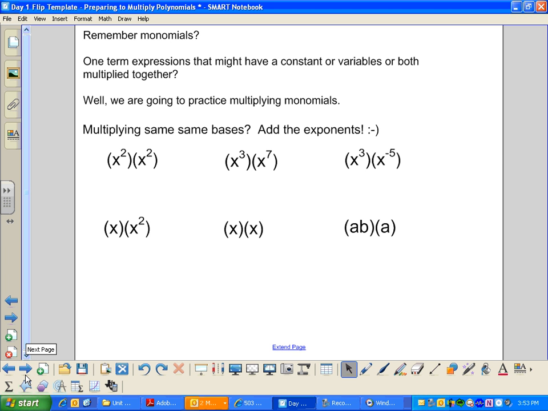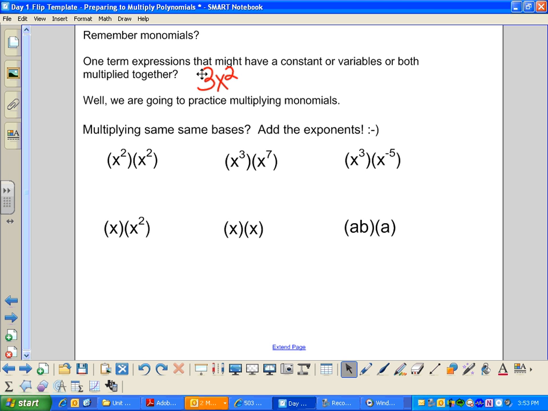Okay, who remembers monomials? Those are just one-term expressions, and they could have a constant or a variable or both that are multiplied together. Like 3x squared, that's a monomial. This is a binomial because it has two terms. But if an expression only has one term, it's a monomial. Okay. We're going to practice multiplying those.